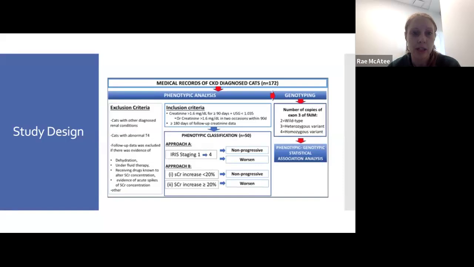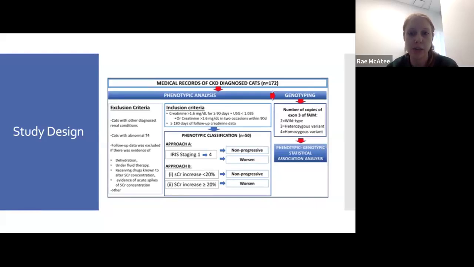So that was defined in this study as a creatinine greater than 1.6 for greater than 90 days with a USG of less than 1035, or creatinine greater than 1.6 on 2 occasions within the 90 days. And then they needed to have greater than or equal to 180 days of follow up for their creatinine. And so for genotyping, they looked at the number of copies of exon 3. And so if they had 2 copies, then that corresponded to the wild type. If they had 3, that corresponded to being heterozygous. And then 4 was homozygous variant.